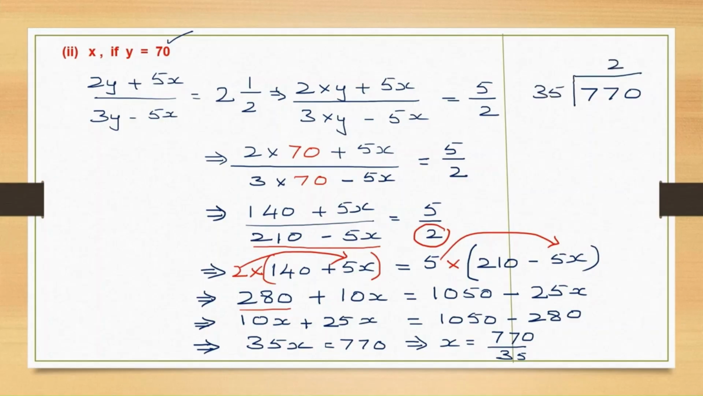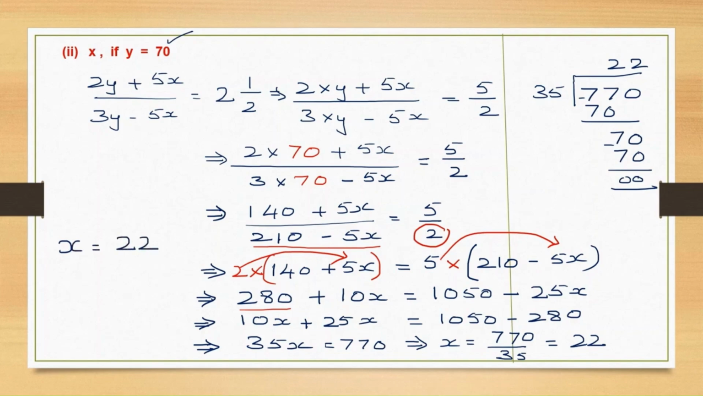77. 35 twos are 70. Minus 7. I bring down 0. It's 70 there. 35 twos are 70. So what do I have there? 22. So x is equal to 22. So let's write our answer clearly. X is equal to 22. This is our final answer, which we have found out to be 22.